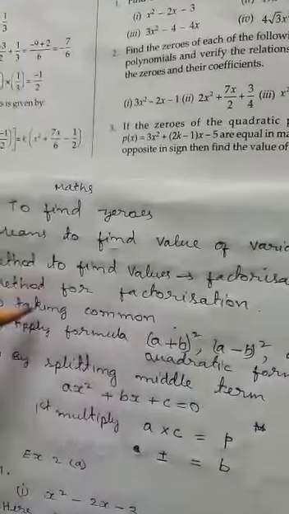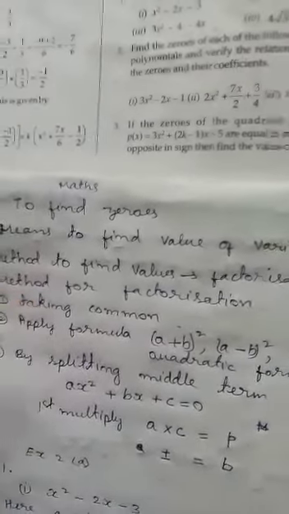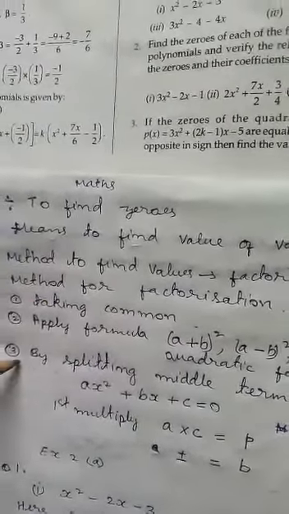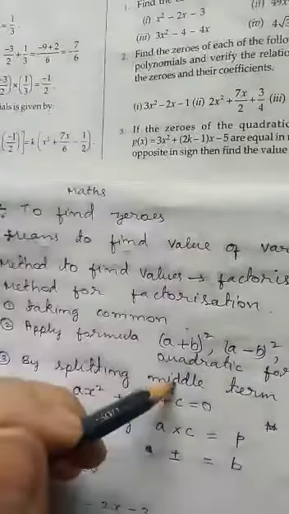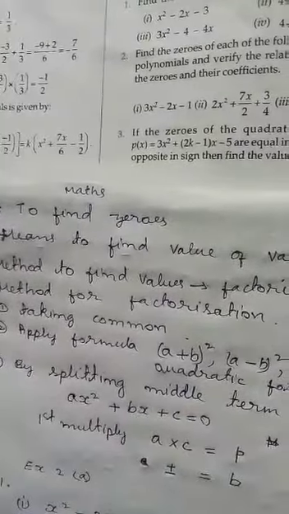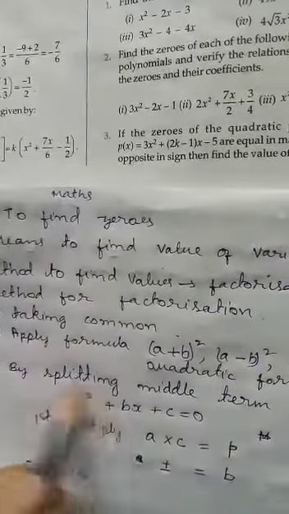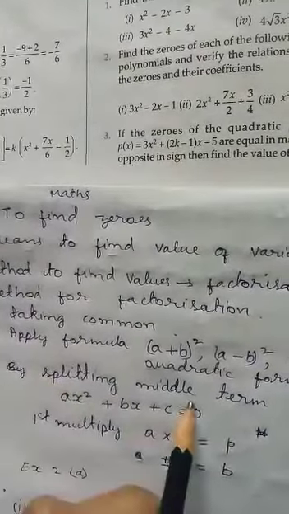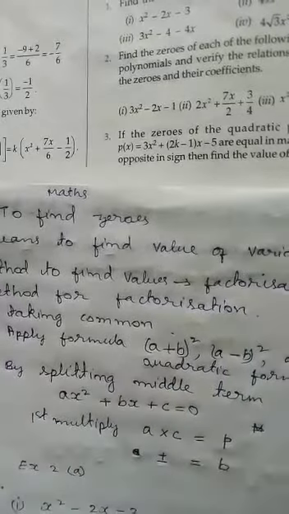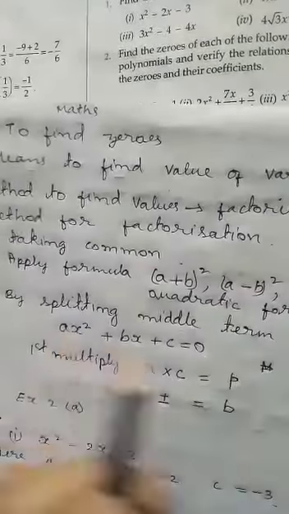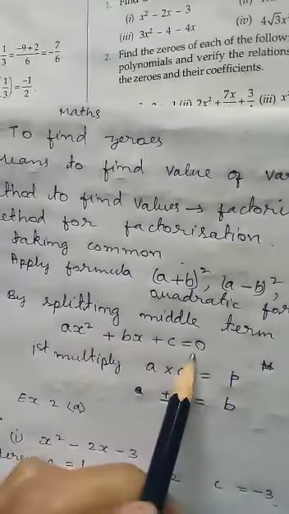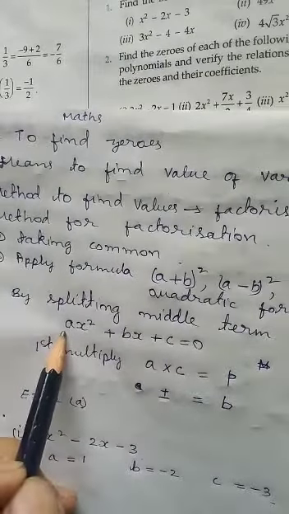Then if suppose we cannot apply these two formulas, then we have to go to the third method, that is splitting the middle term. From the word itself we understand, splitting means we have to break. Which part? We have to break the middle term. To apply splitting the middle term, what to do? The equation should be a quadratic polynomial.